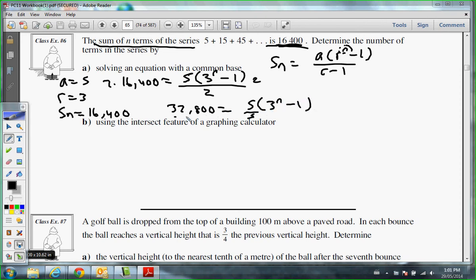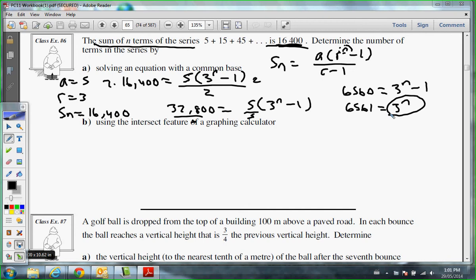Divide by 5. Dividing by 5 gives me 6,560. Add 1. So now we need to figure out when does 3 to what power equal 6561.